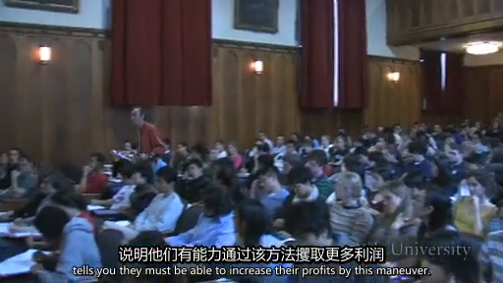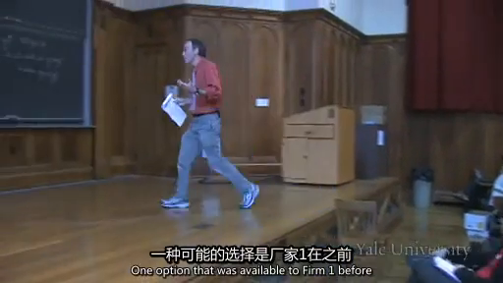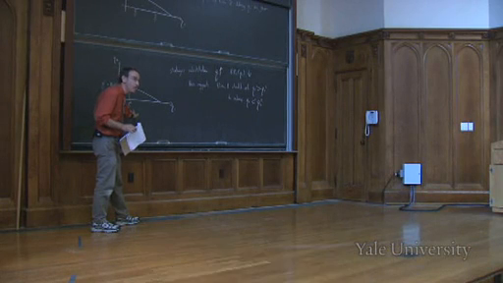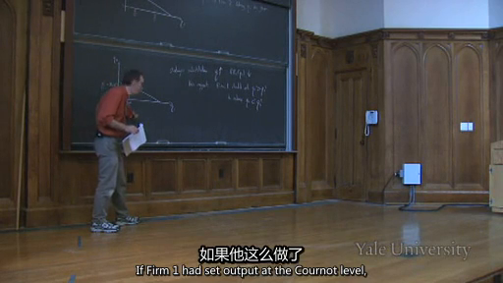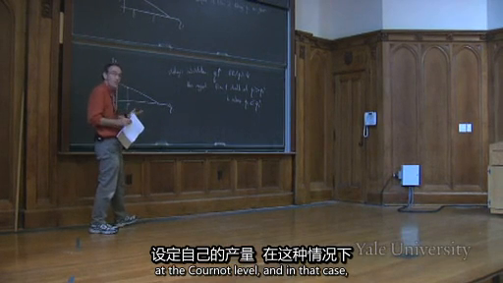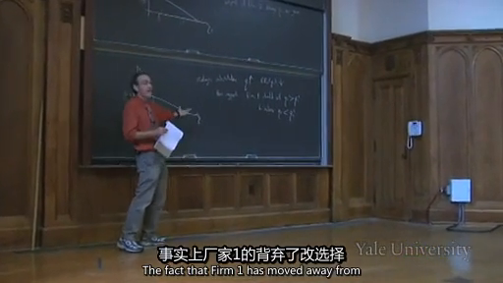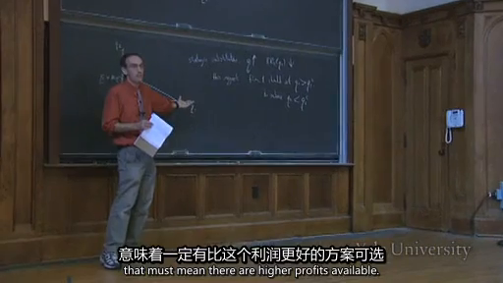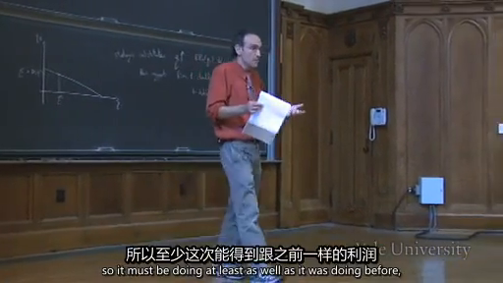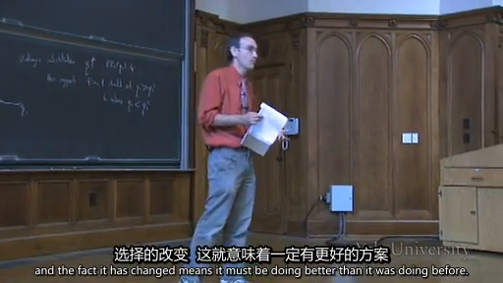The fact that firm 1 has changed their output, in particular producing more, tells you they must be able to increase their profits by this maneuver. Let's just think that through. One option that was available to firm 1 before was to set output at the Cournot level. If firm 1 had set output at the Cournot level, that would have led firm 2 to set output at the Cournot level, and in that case, profits would have been exactly the same as before. The fact that firm 1 has moved away from that must mean there are higher profits available. So firm 1 could have had exactly what it had before, so it must be doing at least as well as it was doing before, and the fact it's changed means it must be doing better than it was doing before.